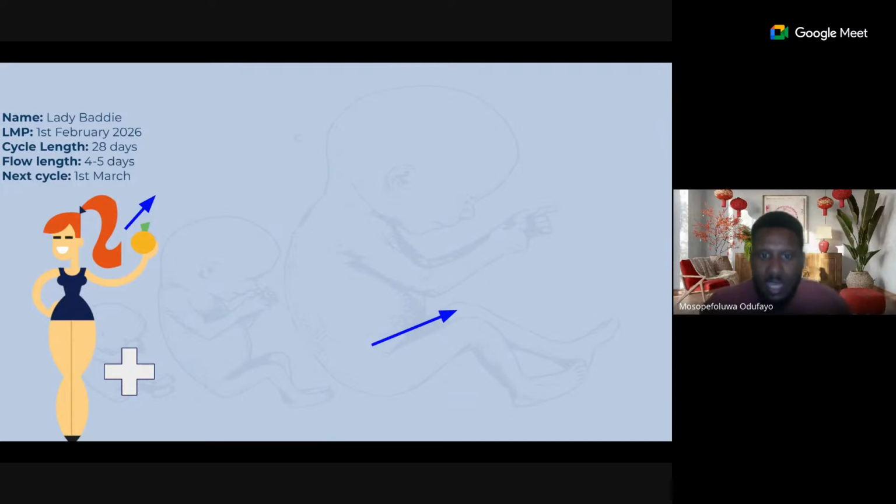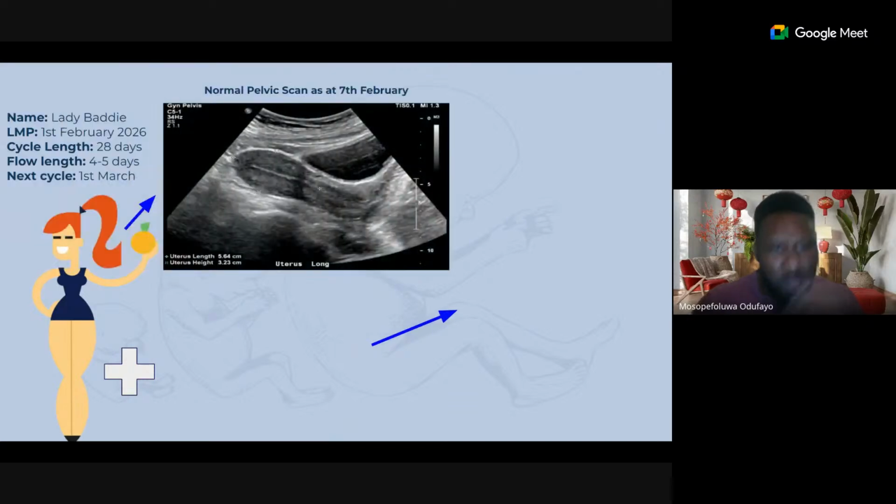Now that she had seen her period on the 1st of February, she's like, okay, on the 1st of March I'm going to see my period. But her name is Lady Buddy for a reason. She likes hanging around a lot. So before she does some of her hanging around, she decides to do a brief pelvic scan, around the 7th of February, after she had finished her last period.